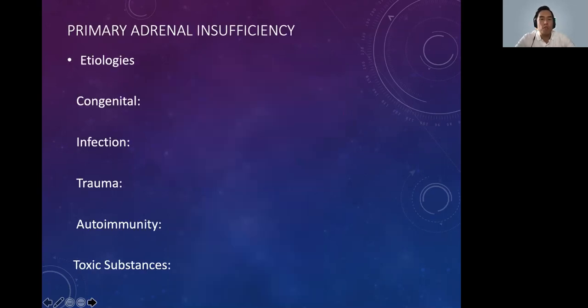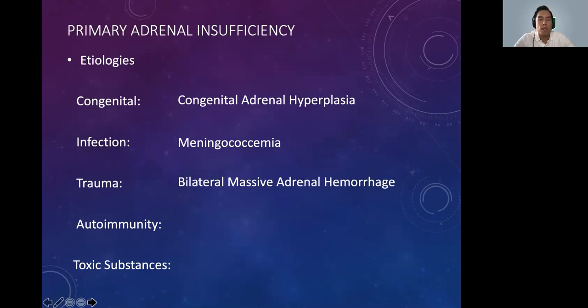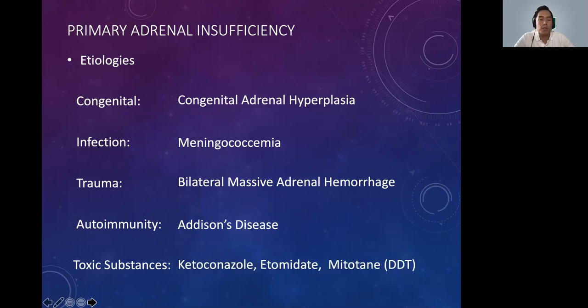Now, what are the causes of primary adrenal insufficiency? There are a total of 5 categories. Congenital, the one that we are most familiar with is congenital adrenal hyperplasia, or CAH. Infection, in the past, meningococcemia has been a classic description of an infection that can cause primary adrenal insufficiency. Trauma, such as bilateral massive adrenal hemorrhage, which can be found in the newborn period. Also autoimmunity, which is probably one of the most common causes of primary adrenal insufficiency in children and adults, which is called Addison's disease. Or you can have toxic substances such as ketoconazole and mitotane that are very toxic to the adrenal cortex, causing primary adrenal insufficiency.